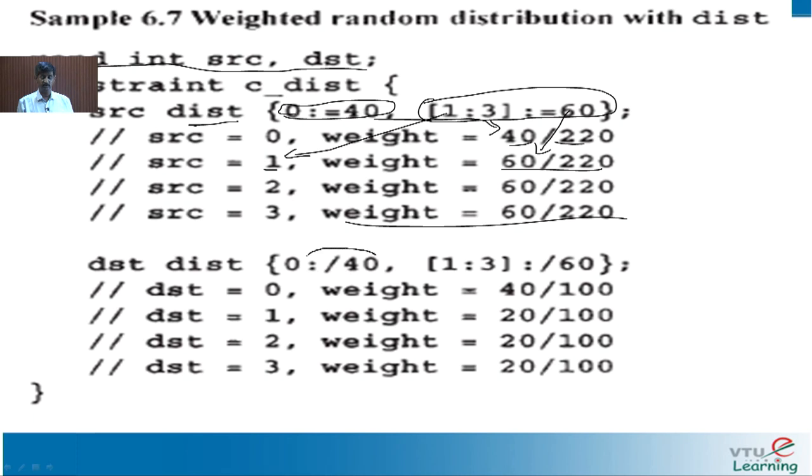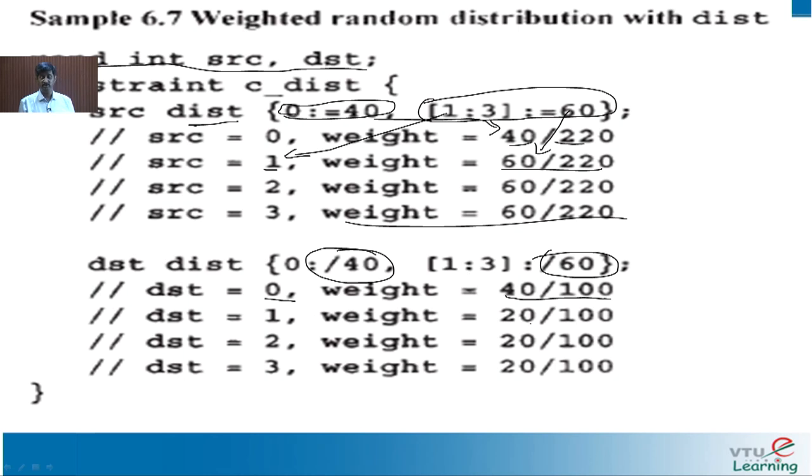Odd with 40, and 1, 2, 3 odd with 60. For 0, I will go with 40 because there is only one value, and the distribution is the same. But for 1, 2, 3, I have 60. I want to divide 60 by 3, so it will be 20.